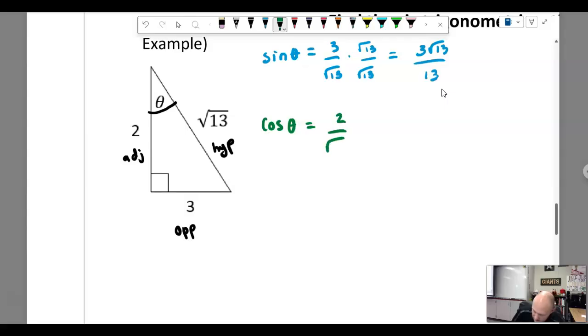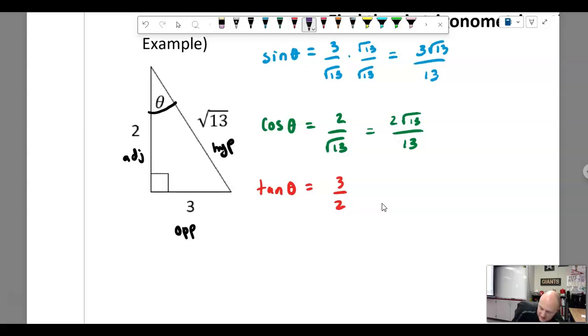Cosine of theta is going to be 2 divided by the square root of 13, adjacent over hypotenuse. And again, if I rationalize, what we end up with is 2 square root of 13 divided by 13. And that's kind of the pattern here: you're going to multiply that radical into the numerator. You're going to get rid of the radical in the denominator. That's what happens when you rationalize. That's the shortcut, if you will. Okay, tan theta, I don't think this one uses that radical, so we're golden here. 3 divided by 2, opposite over adjacent, TOA.